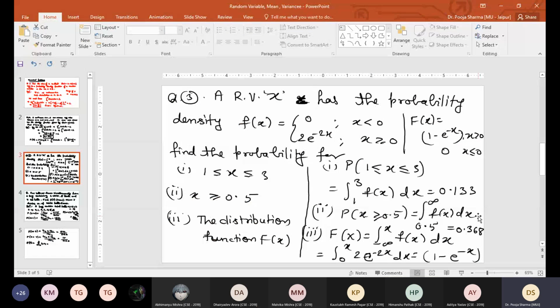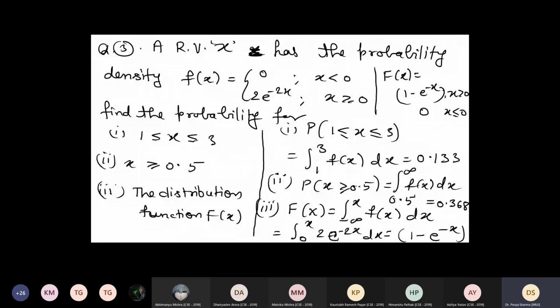Here, in this numerical problem, a random variable x has the probability density function: when x is less than 0, then 0, and if x is greater than or equal to 0, then 2 exponential power minus 2x. So here we have three parts of this question. First, we need to find the probability between 1 and 3. Second, x is greater than 0.5. And the third is the distribution function Fx.